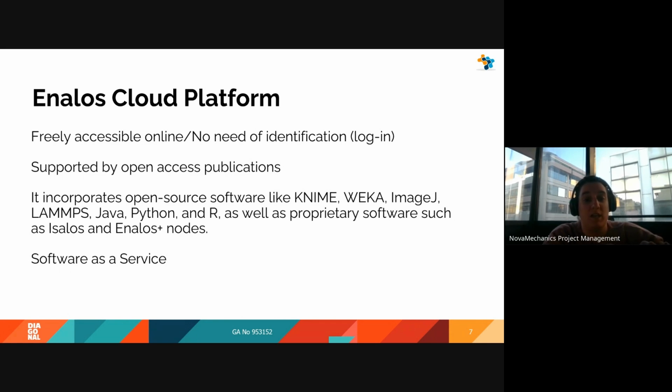It incorporates a diverse array of predictive models as web services, as I said before, leveraging both open source software like KNIME, Weka, R, Python, LAMMPS, Java, and proprietary software like Isalos and Enalos Plus Nodes. And the platform also employs the software as a service technology to ensure that these models are readily accessible and user-friendly for the scientific community. And this blend of software resources empowers the platform to offer robust and flexible cloud computing tools, simplifying complex scientific computations.